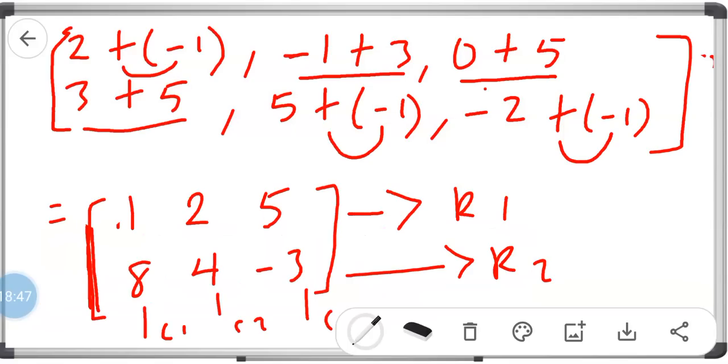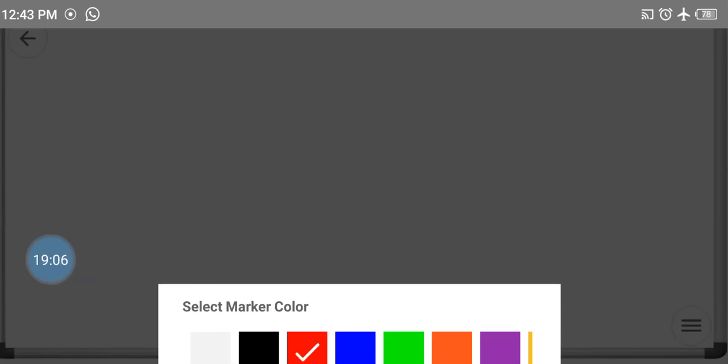Now let's consider another question, still under addition. Before we move to subtraction, let's consider one more question under addition.